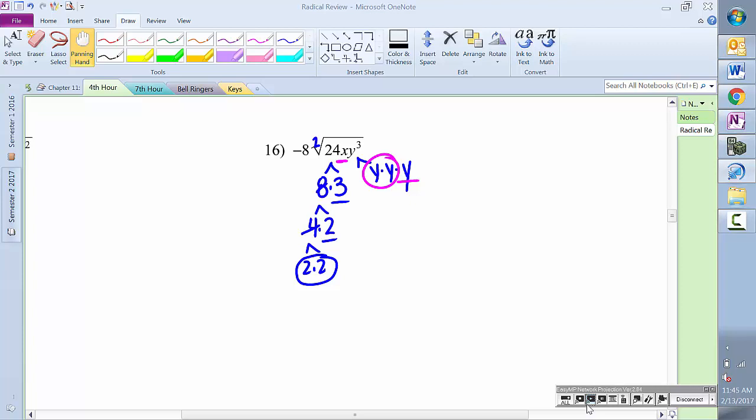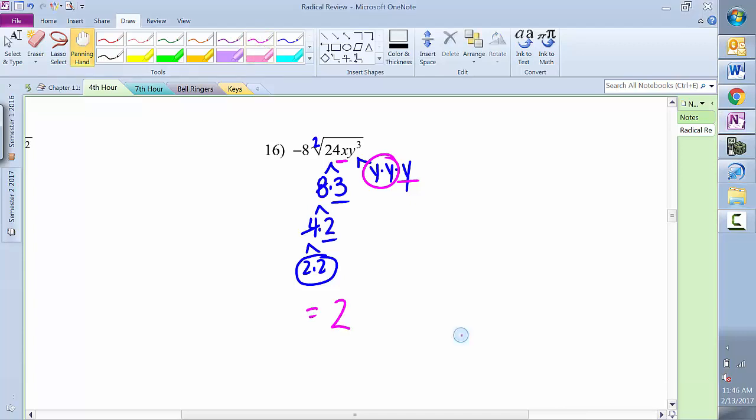Okay, so whatever you circle, you write. I see a group of 2 because that's what I circled, so I'm going to write 2. I see one group of y, so I'm only going to write one group of y, which is just y.